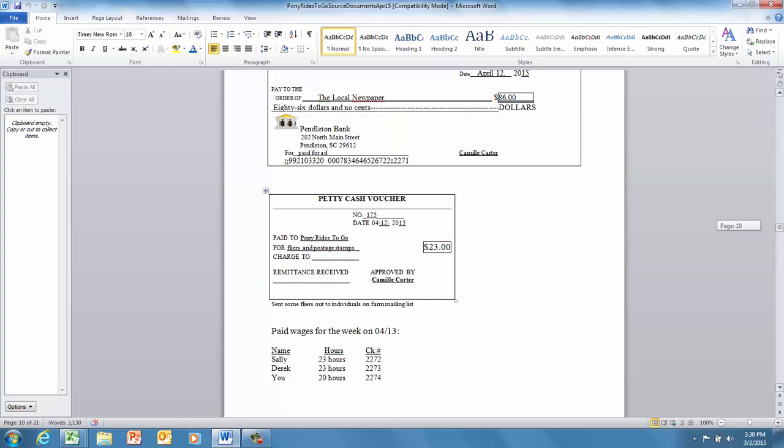Now let's go back. In the next set of instructions, we'll go back and discuss what you need to do with the check register, and we'll have a separate set of instructions on dealing with the payroll register and those journal entries.